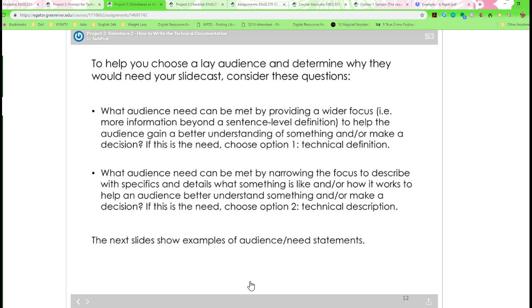Now, what audience need can be met by narrowing the focus to describe with specifics and details what something is like and or how it works to help an audience better understand something and or make a decision?